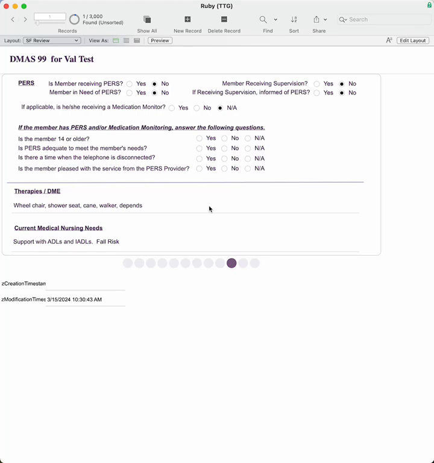Handrails in the bathroom. Anything that helps them is durable medical equipment. Current medical nursing needs: first and foremost, support with ADLs and IADLs. That's what we do. We go in, we set them up to hire an attendant. What does the attendant do? Supports them with activities of daily living and instrumental activities of daily living.